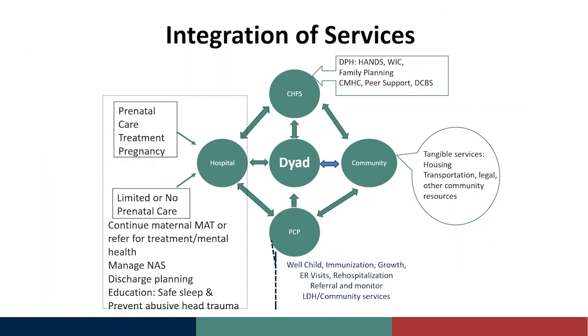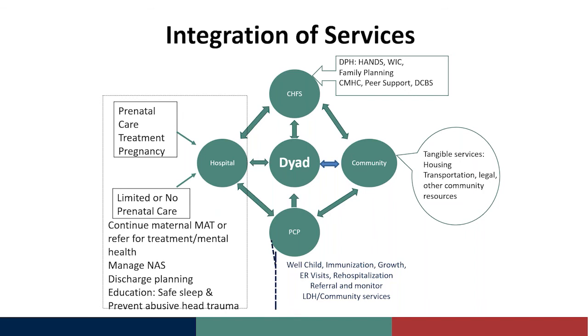So when we see the mother at the time of pregnancy, we have to promote or tie her in to treatment. And if she did not have prenatal care and we see the baby in the hospital, well, we have to manage the NAS. We have to also refer the mother to treatment. And if she is already in treatment, we have to continue with her treatment. Then we have to do our discharge planning, our education on safe sleep, and prevent abusive head trauma.